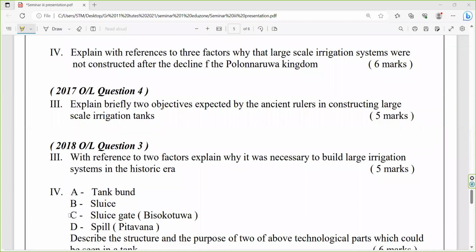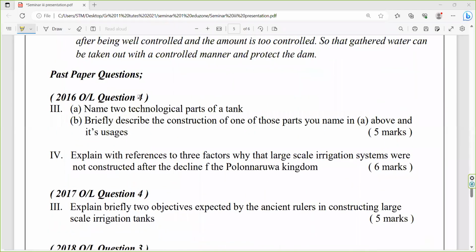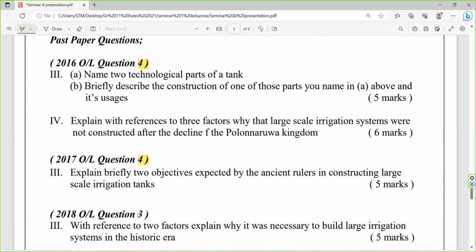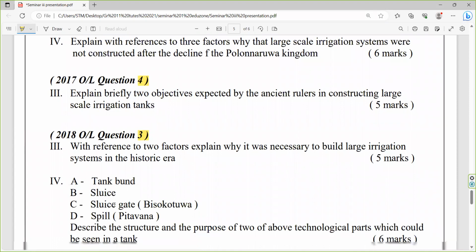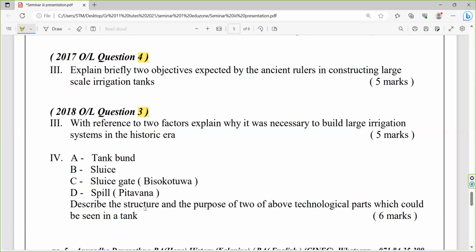And see the 4th part of the question. Sometimes the question number may be changed. Here they have given this one as 4, here as 4, here as 3. Why have they given 3? Actually, the subject area that they usually give as the 3rd question, here they have neglected. They did not give that question, so that's why this has come as 3rd. And this one: tank bund, sluice gate, spill. Describe the structure and the purpose of 2 of the above technological parts which could be seen in a tank. Once again, asking about structure and function, 6 marks.